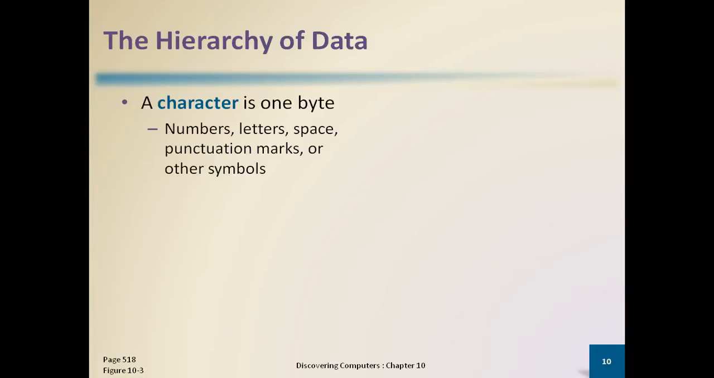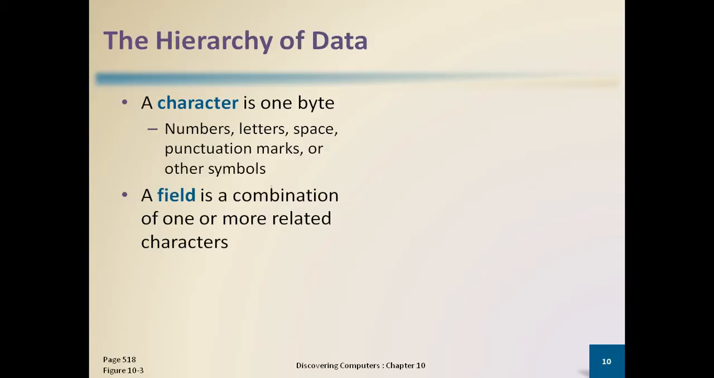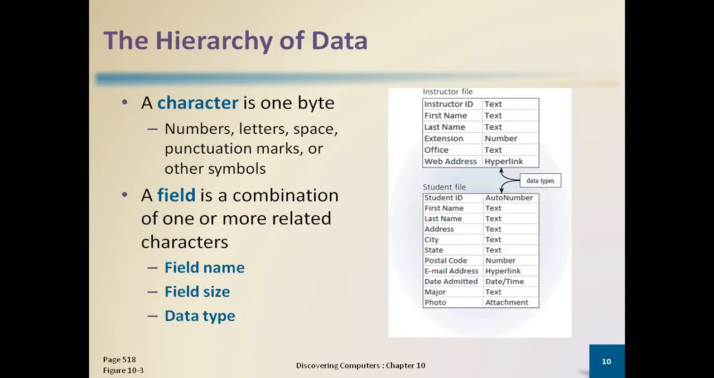A character is 1 byte: a number, letter, space, punctuation mark, or other symbol. A field is a combination of one or more related characters, with a field name, field size, and data type. Dan ini contoh gambarnya, ya. Kita bisa lihat sendiri contoh gambar data type.